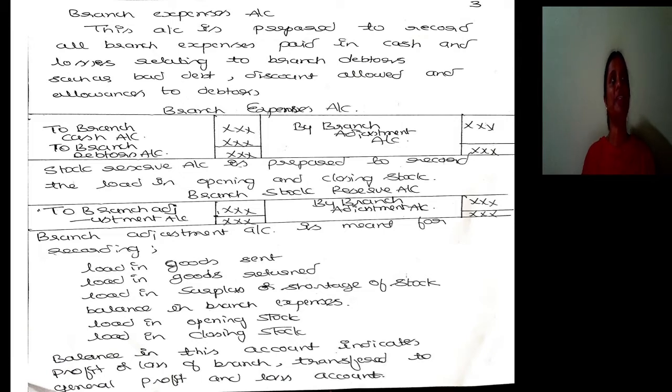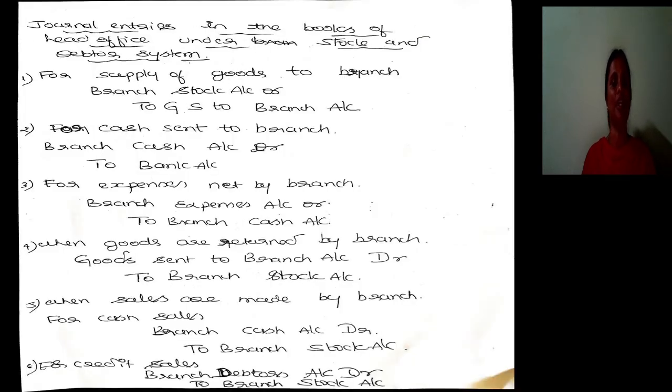Then the branch expenses account. This account is prepared to record all branch expenses paid in cash and losses relating to branch debtors such as bad debts, discount allowed and allowances to debtors. The stock reserve account is prepared to record loading in opening stock and closing stock. The branch adjustment account is meant for recording loading in goods sent, loading in goods returned, loading in surplus or shortage of stock, and loading in opening and closing stock. The balance in this account indicates the profit or loss of the branch, transferred to the general profit and loss account.